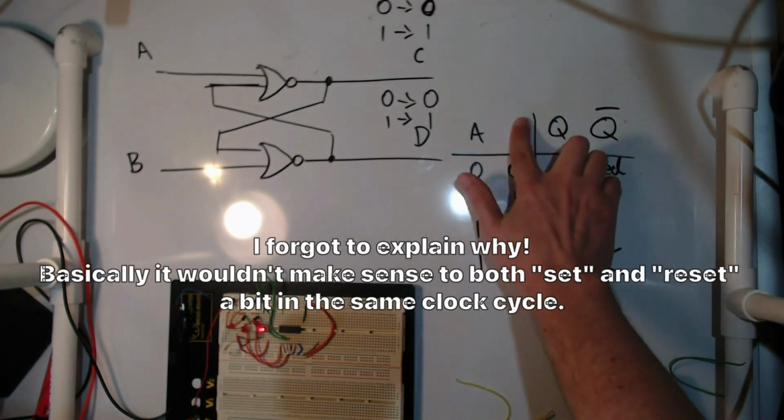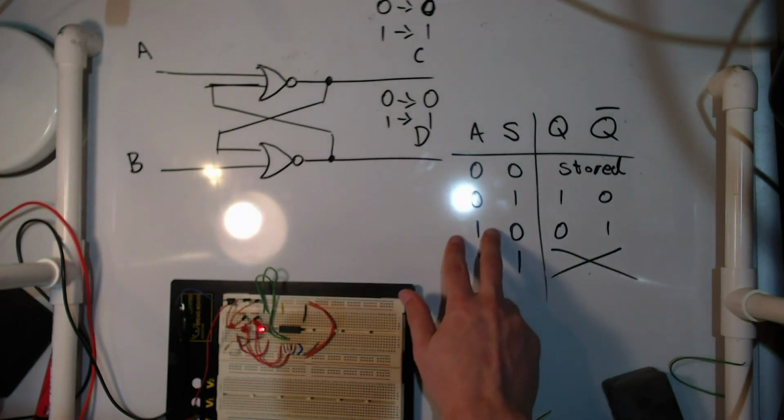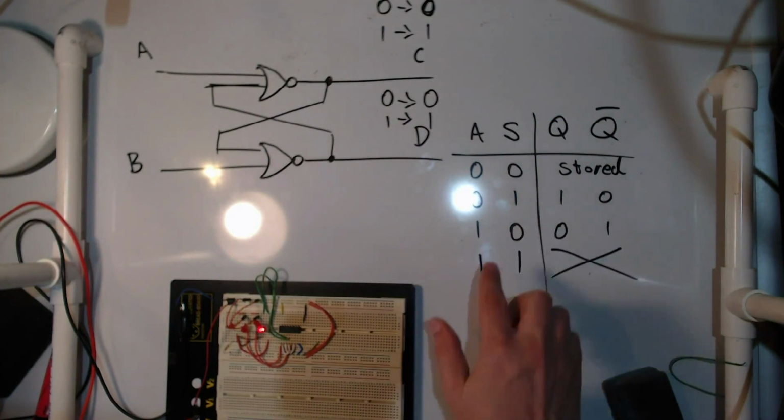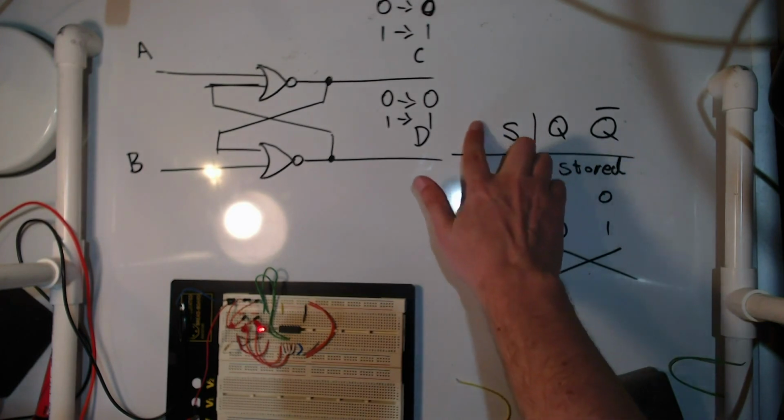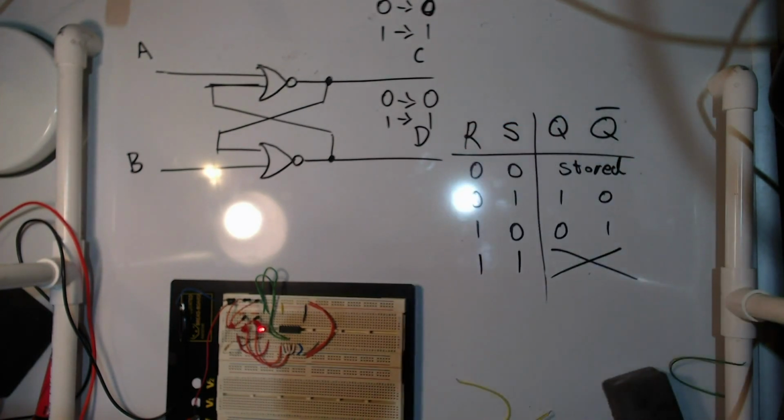So I'm going to call this S for set. And then A, when A is high, Q goes to 0, and so for that reason I'll call A R for reset. And so here we have our RS latch. When we send a pulse along, it will set or reset the value of Q, the bit that we're storing. And when we send no pulse, it's not remembering anything.